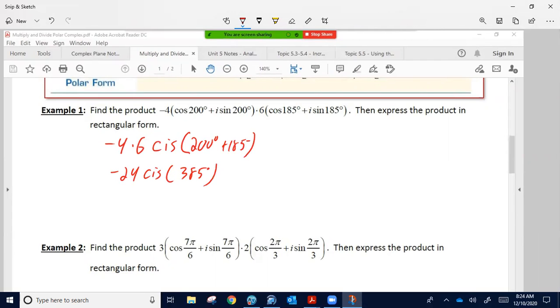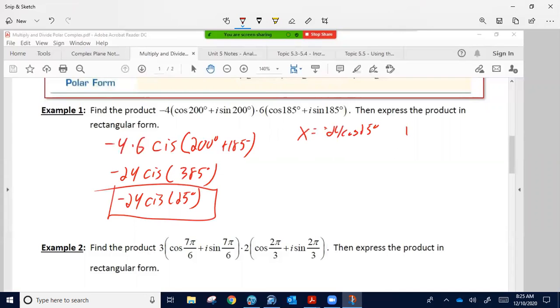We tend to want our angles to be between 0 and 360 or 0 and 2 pi. So I can subtract 360 and get 25 degrees. That's our polar complex number. To put this in rectangular form, I need x to be -24 cosine of 25 degrees, and y is -24 sine of 25 degrees.